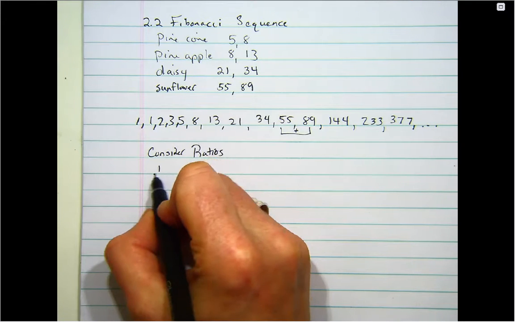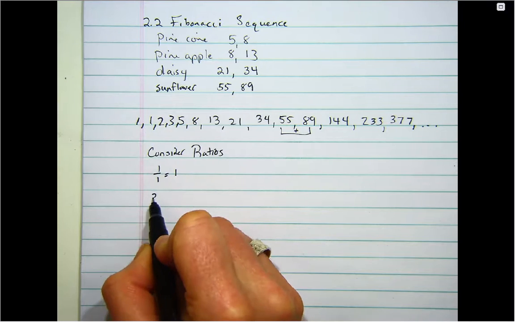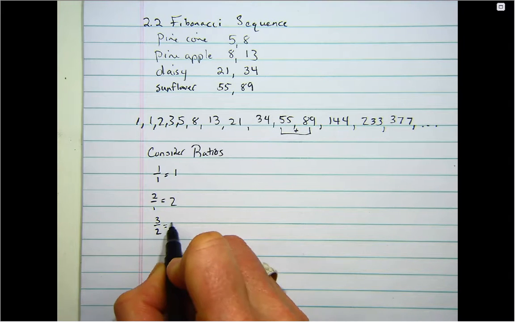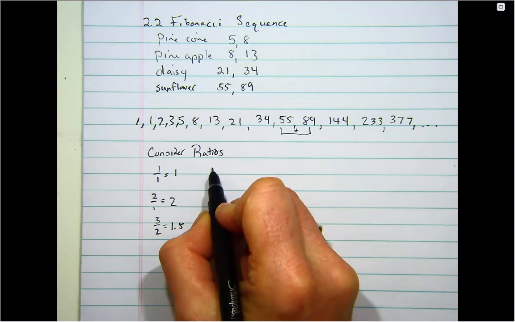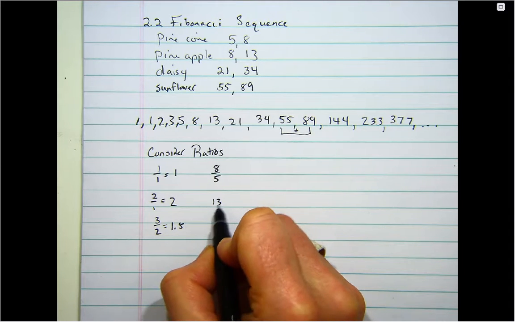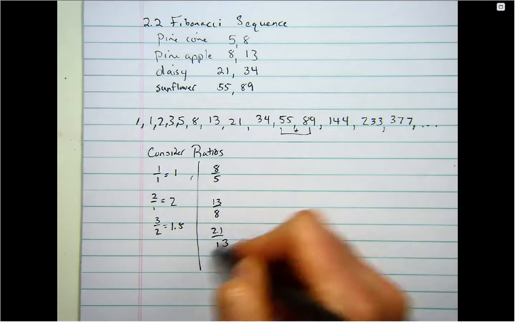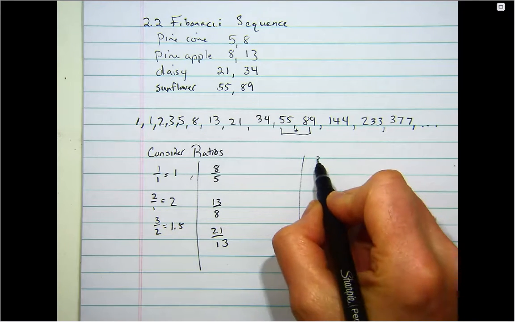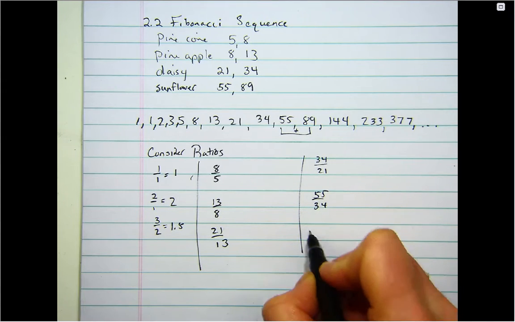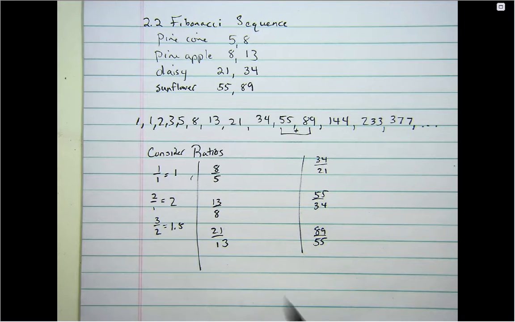So 1 divided by 1 is 1. And then 2 divided by 1, that's 2. 3 divided by 2, that's 1.5. And then I'm going to ask you to do some more using your calculator. 8 divided by 5, 13 divided by 8, 21 divided by 13, 34 divided by 21, 55 divided by 34, 89 divided by 55. So write these out to 4 decimal places.